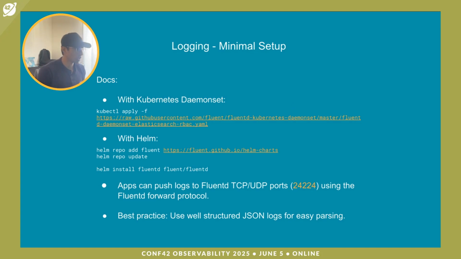Starting with logging, if you have a Kubernetes cluster, you can directly run this command, kubectl apply. This will pull the YAML file that is written by the Fluentd team itself. This will make sure that your cluster is always running the latest version of the Fluentd components. If you're someone who's using Helm inside your cluster, you can also run this Helm command. This will pull the Helm charts directly from the Helm repository that Fluentd maintains and install it in your cluster.